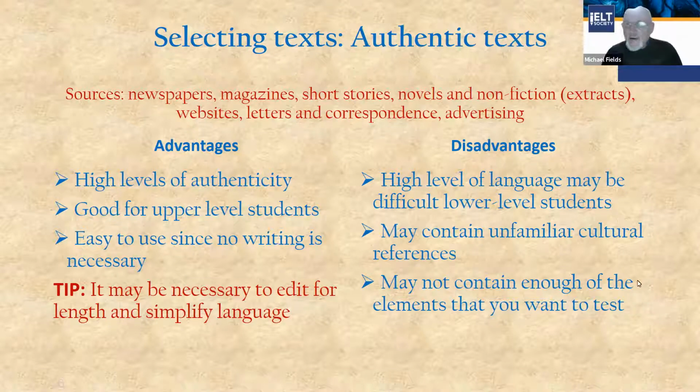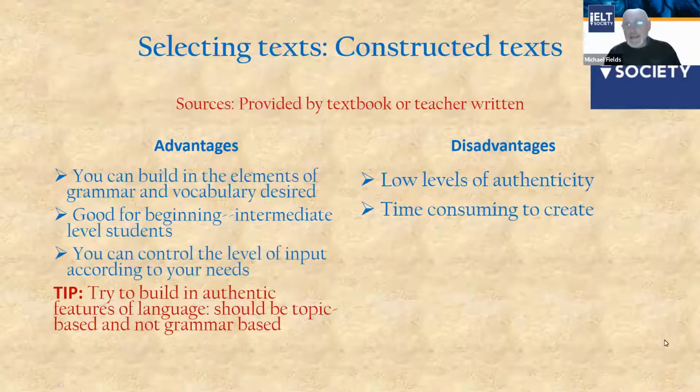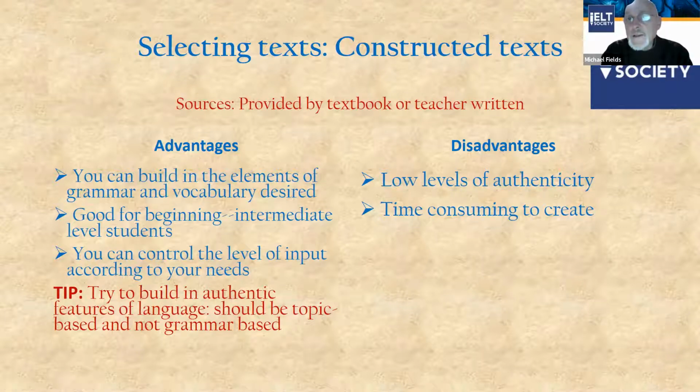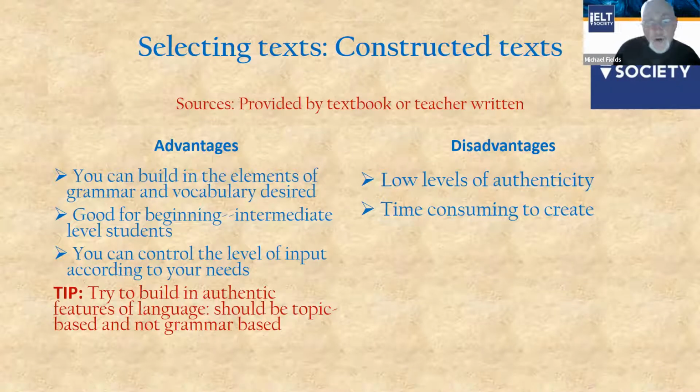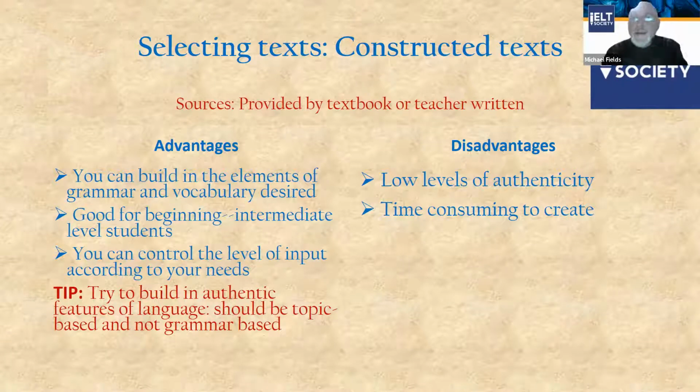And again, you select an authentic text and it may just not contain the elements that you want to test, or it may not contain enough of them, which is why you could also consider constructed texts. What are constructed texts? You write them, or maybe you have a textbook where they're printed for you. You don't have to write them, right? But often you'll find yourself writing them.